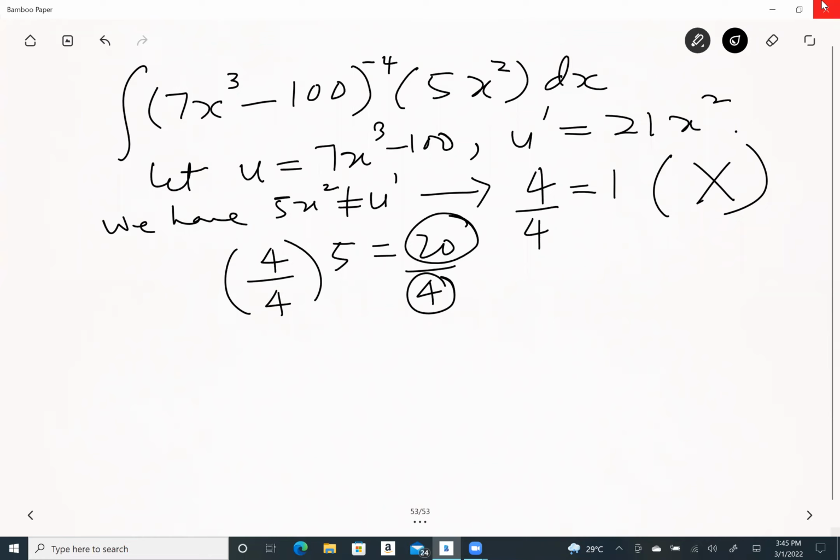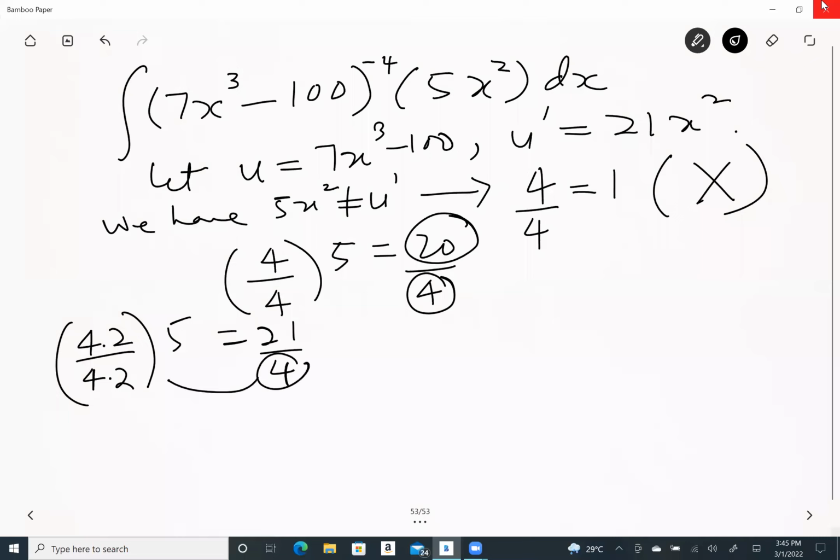Anybody else? 4.2, sir. Okay, if you multiply by 4.2 times 5, you got 21. So that's a good idea. You multiply by 4.2 divided by 4.2. You can do that, but of course you have a decimal point. If you do that, you get 21 over 4, and then that 4, don't worry about it. You bring it out.